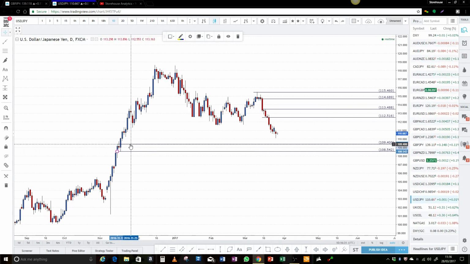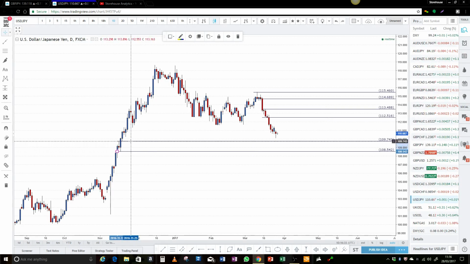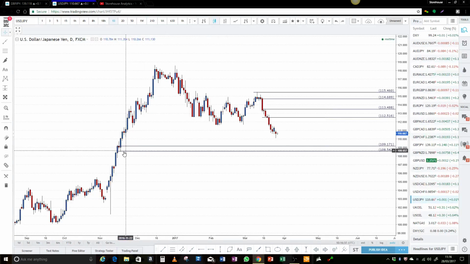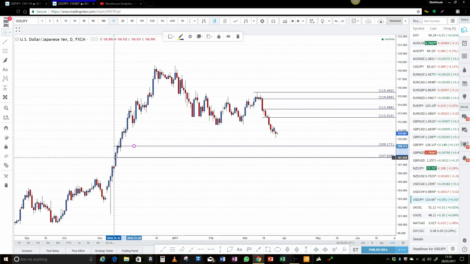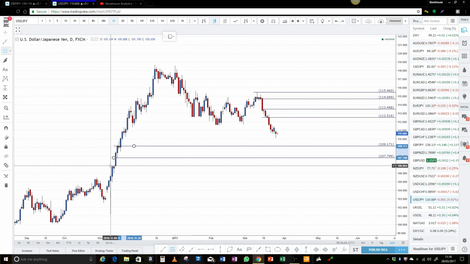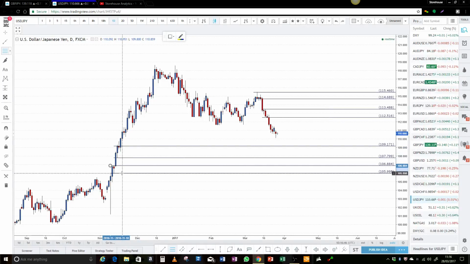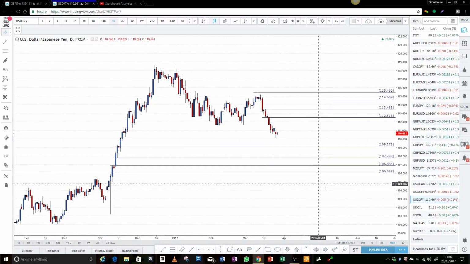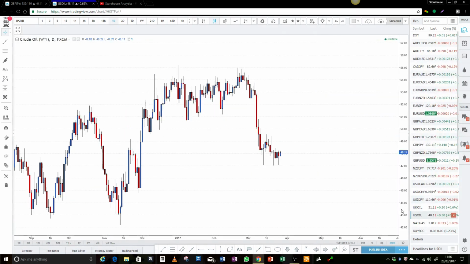It's just wick up and wick down kind of thing. In fact, let's put it like that. But definitely an area you want to be aware of and not to sort of take any shorts near here. And then we've got that little one down there. You can extend it all the way here as well. So those are the areas for the US dollar Japanese yen. Let's take a look at oil before we finish.